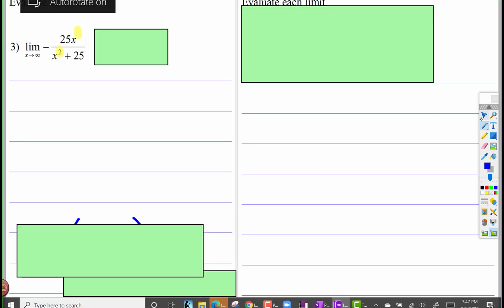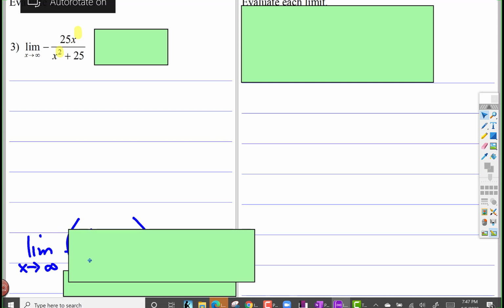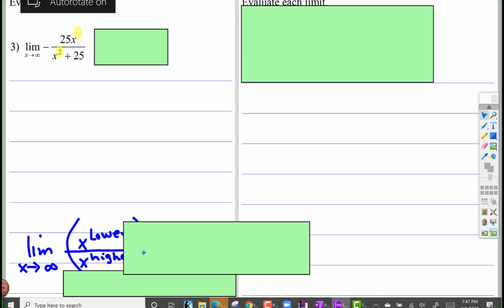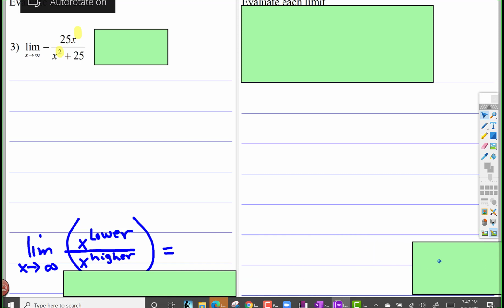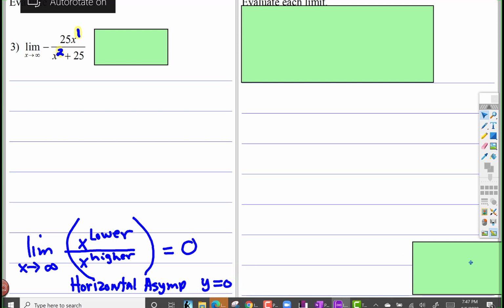Okay, now we have the second situation where we have the limit as x approaches infinity. In the numerator, the exponent is lower than the exponent in the denominator. So that's x to the first, that's x to the second. Remember what I said, whenever you have a special situation, only when we're talking about limits at infinity, x to the lower over x to the higher, what you're doing is the graph is headed towards a horizontal asymptote where y is equal to 0.